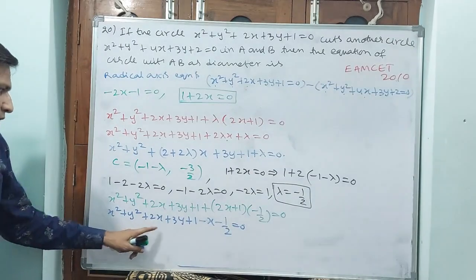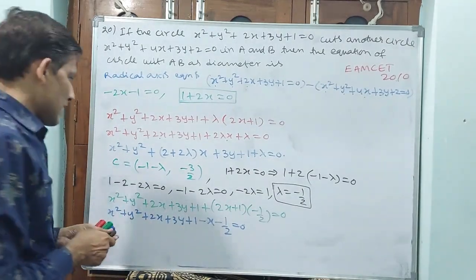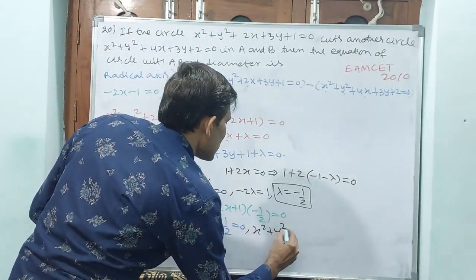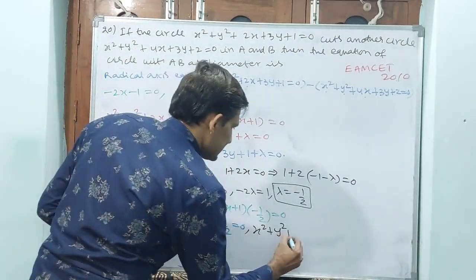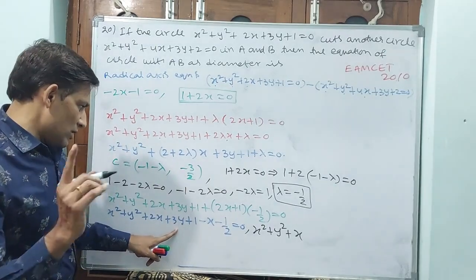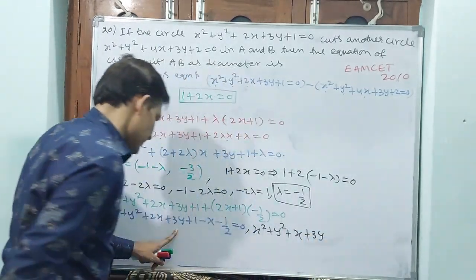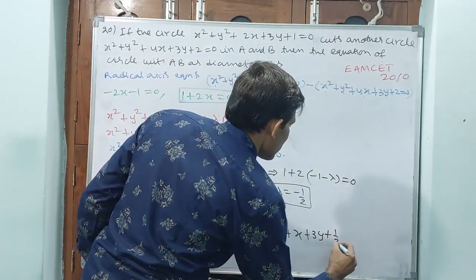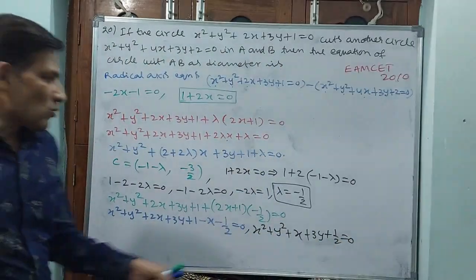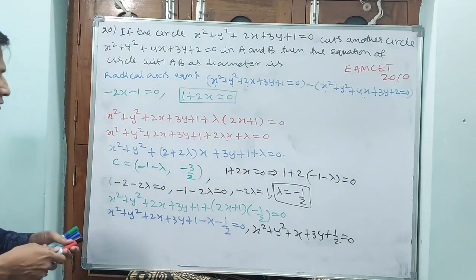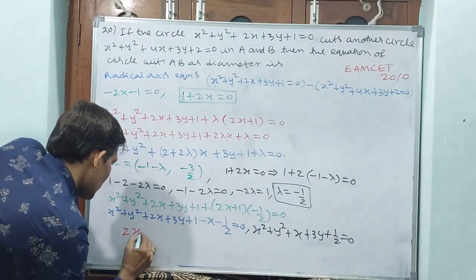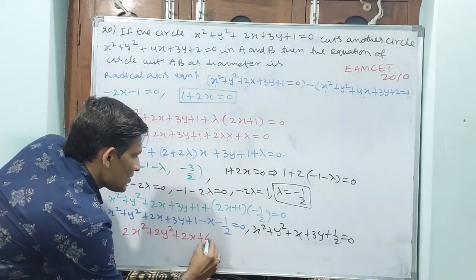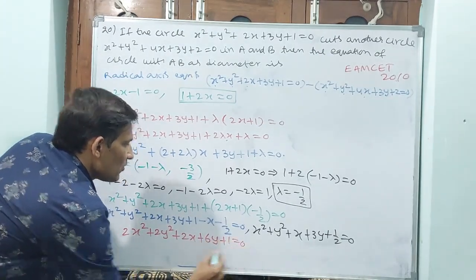Now, 2x minus x. Once again I am writing here: x square plus y square only once, x square plus y square plus 2x minus x, which is x, plus 3y only once, and 1 minus 1 by 2, which is 1 by 2, equal to 0. Now you multiply with 2, so the denominator 2 is exhausted: 2x square plus 2y square plus 2x plus 6y plus 1 equal to 0.